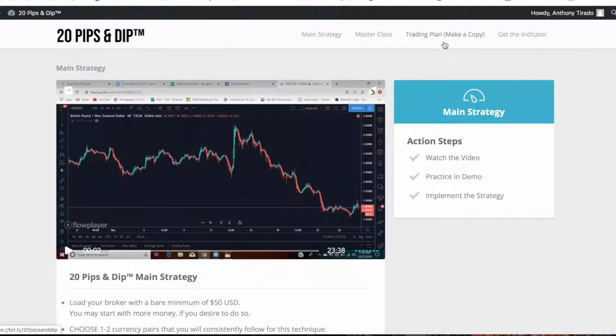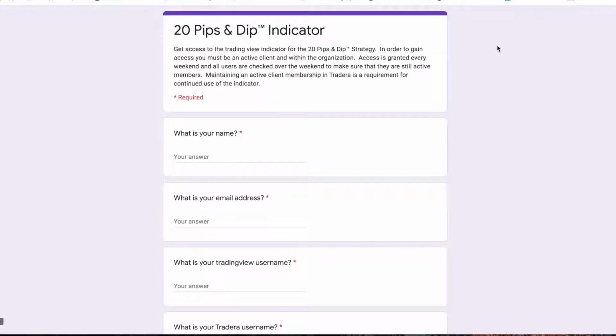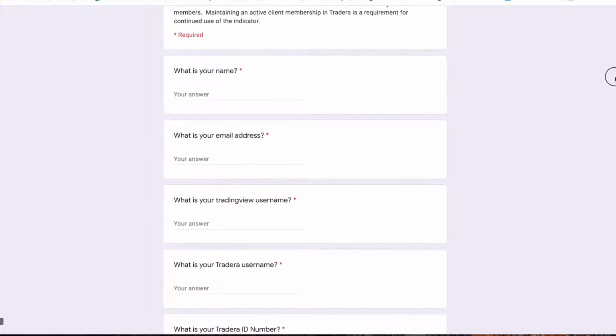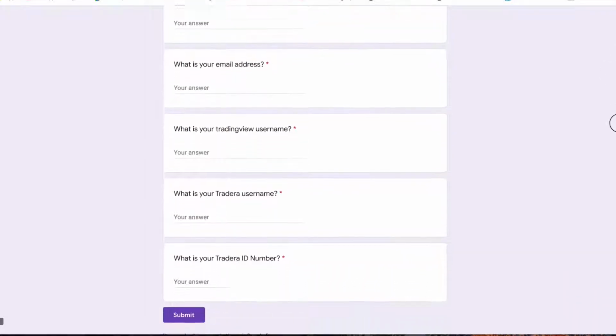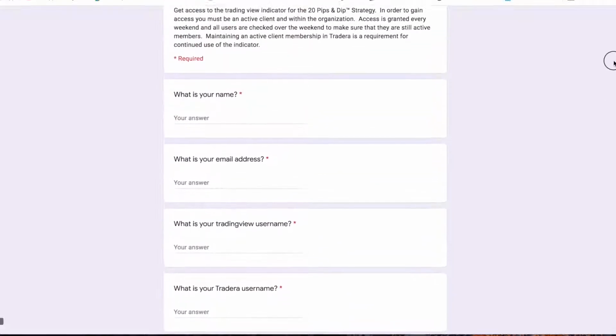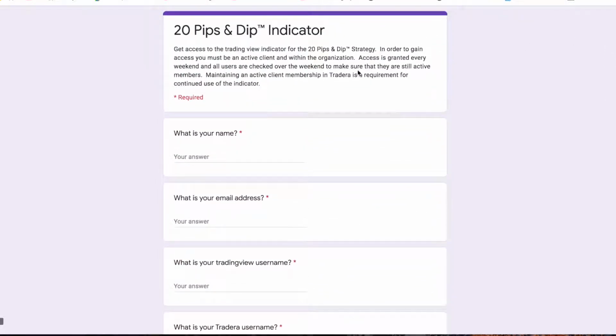Now that you've created a trading plan inside your 20 pip and dip website, we want to make sure that you guys can now access the 20 pip and dip indicator. Once you select get the indicator, it's going to take you to this form that you need to fill out. If you remember, you now already know how to access your Tradera information as well as your TradingView information. So make sure you fill this information out and all the information is correct: your name, your email, your usernames, your IDs, and at the same time, as it's required, make sure that you have an active client membership, right?